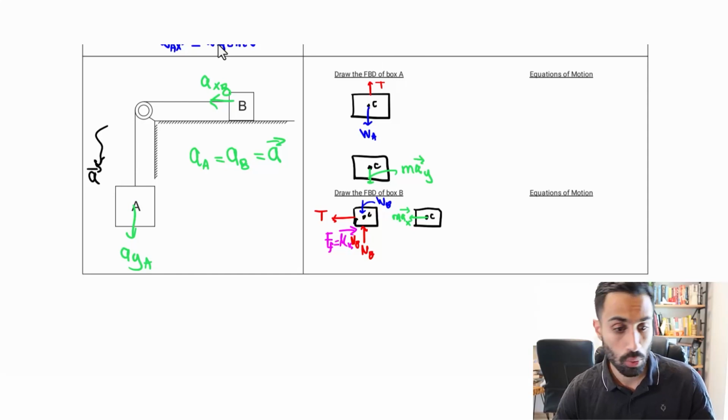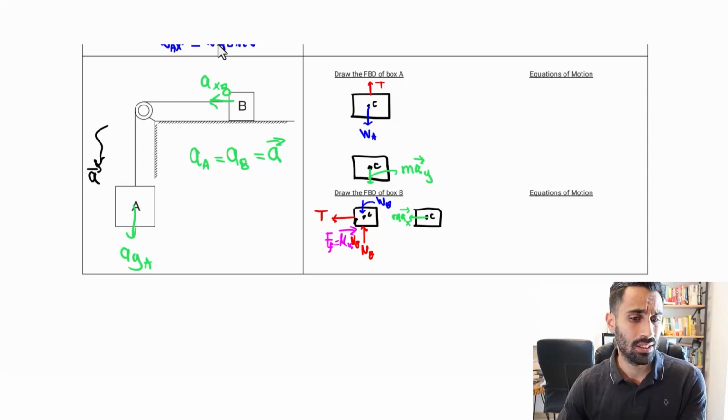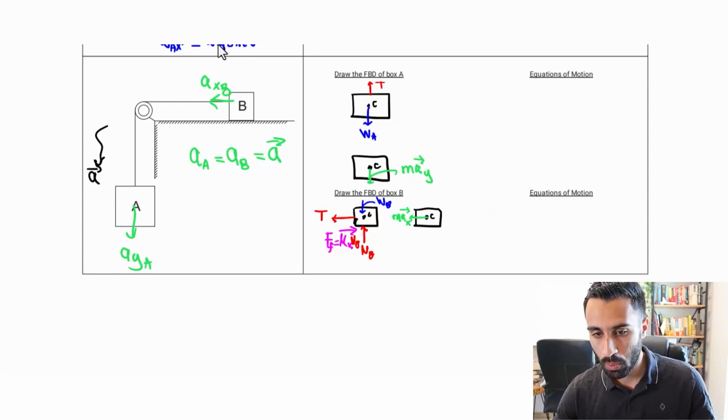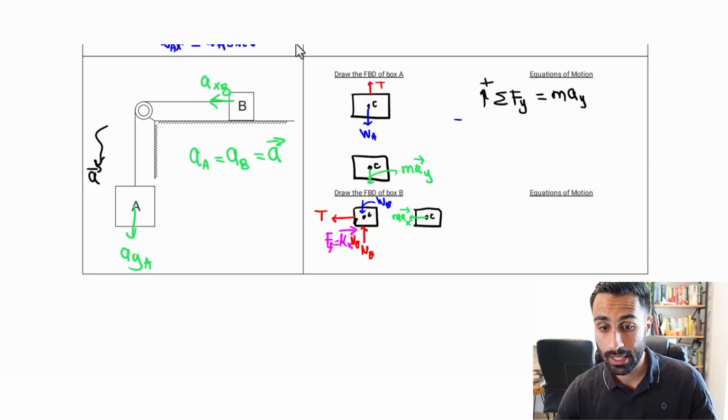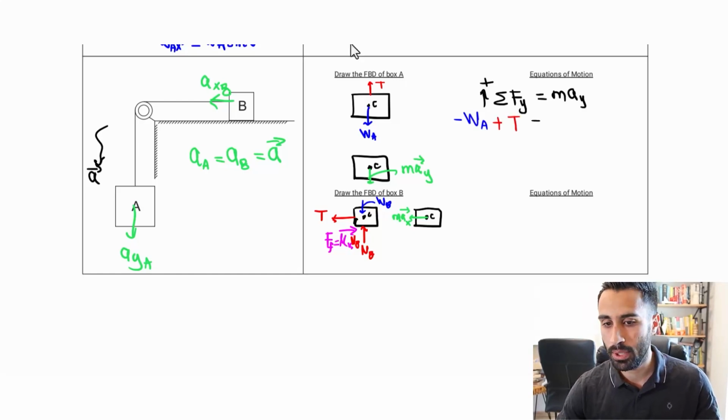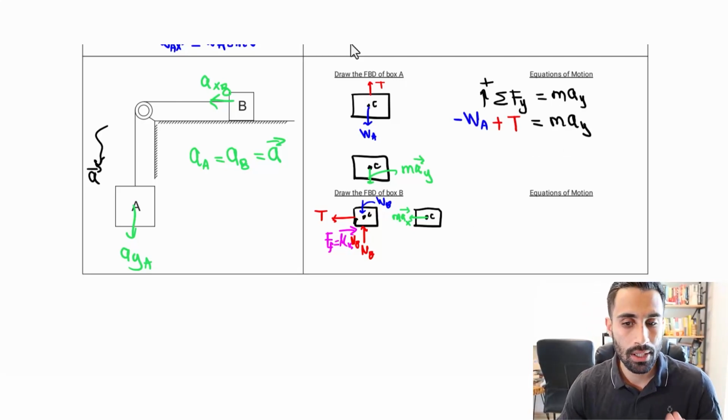So for that, we can do only in the y direction because there's nothing happening in the x. The x is irrelevant for block A. So what we would do is sum of the forces in the y, and that would be going up is positive, equals mass times acceleration in the y. So we know the sum of the forces in the y, we have the negative W_A, the negative weight, and we have the plus T, plus the tension, and that equals the mass times acceleration in the y. So that's going to be one equation that we have.